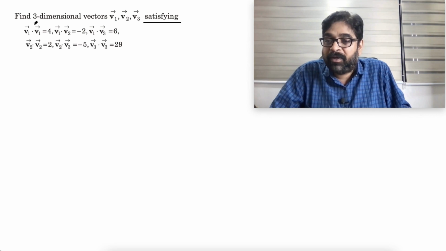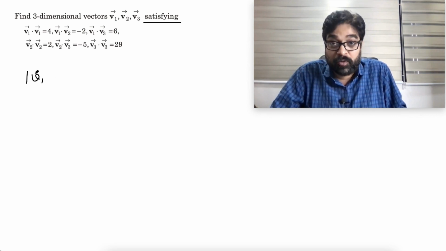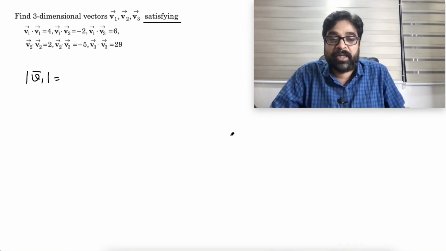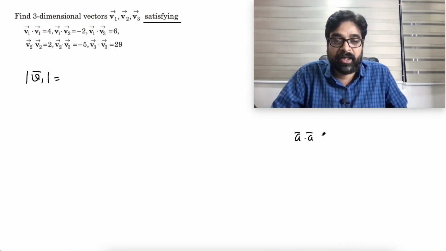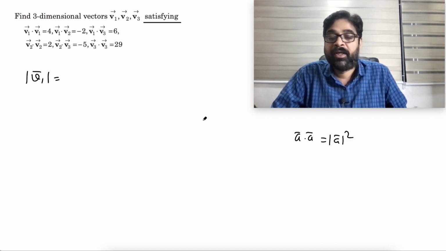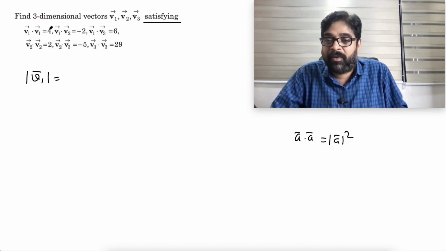V1 dot V1, first thing, whatever easy information we can write in our language so that we can use it. Mod V1 square is equal to 4, because A dot A is what? A dot A is always mod A square. So mod V1 square will be equal to 4, so mod V1 will be 2.